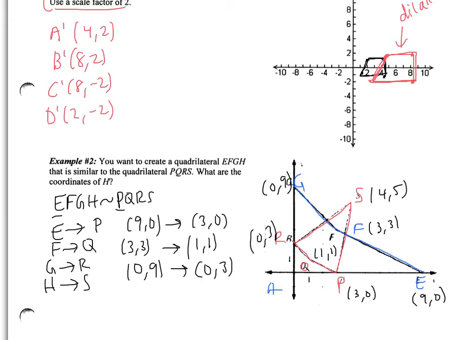So we need to look for a pattern. What are we seeing? How do you go from 9, 0 to 3, 0? How do you go from 3, 3 to 1, 1? Well, you should notice for each of these, we are dividing by 3.